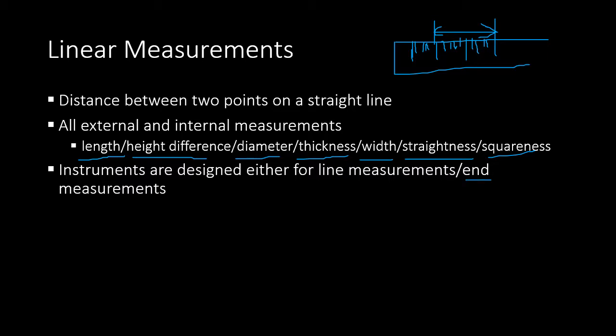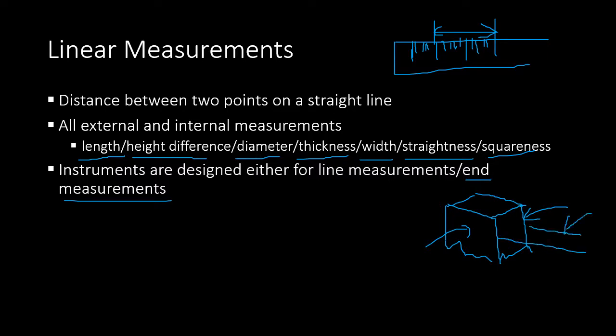While end measurements, or the instruments based on end standard, have two parallel surfaces. So for example, if we have a block like that, then this plane and that plane are parallel, and the distance between them, or the thickness of this block, is the length to be measured. So that is what the end standard or end measurements mean. Let me clean this.